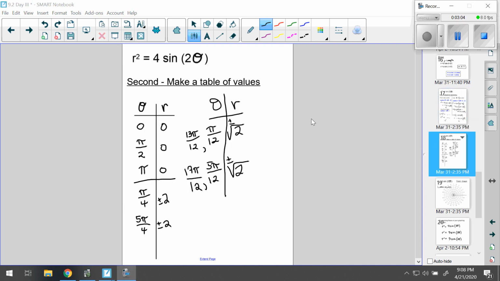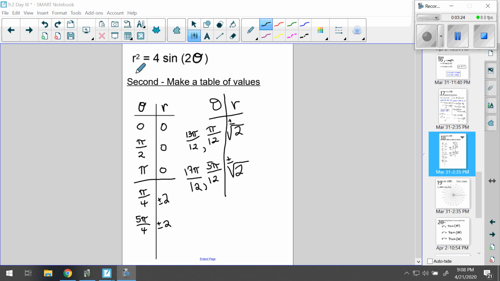So here are some points that I've already laid out for us that I think will work. I'll talk you through them, though. I know it's a lot to look at all at once. And so start with an easy value like 0. 2 times 0 is 0. Sine of 0 is 0. And 0 times 4 is 0.